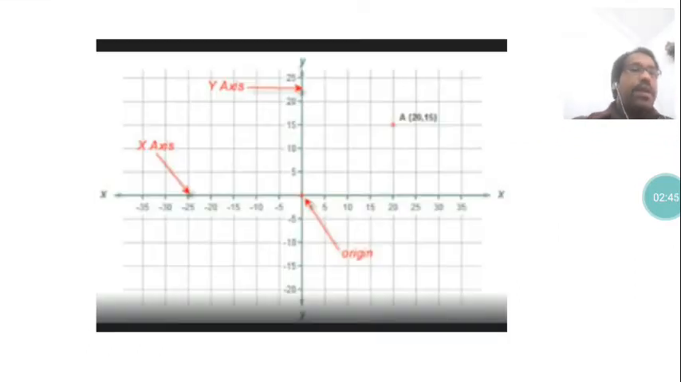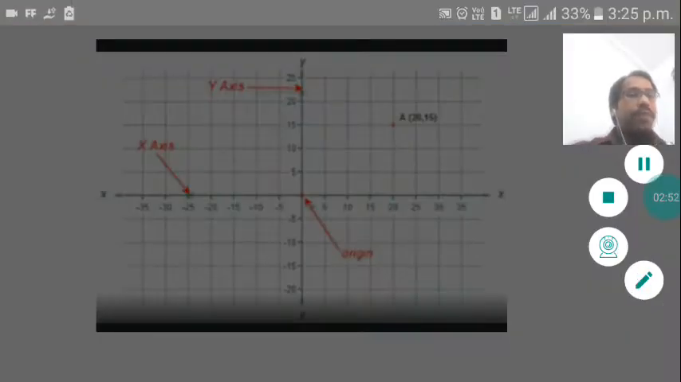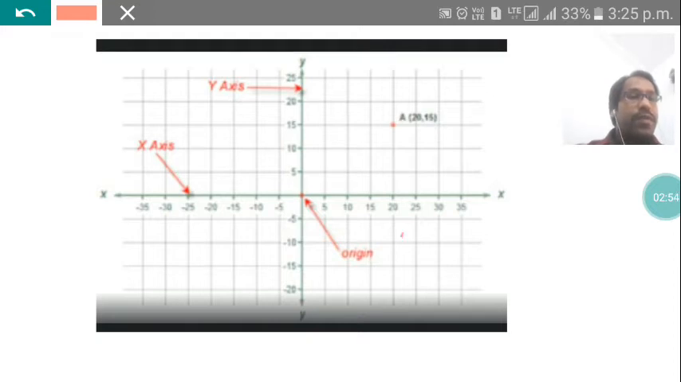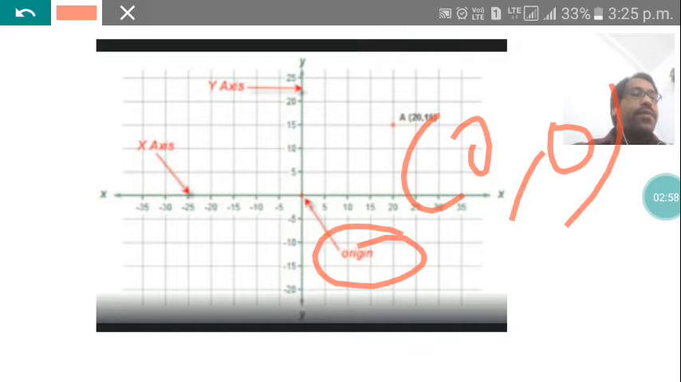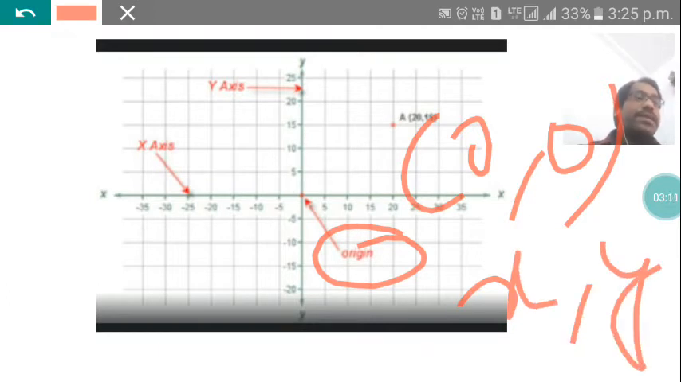Now we have done the introduction about the x and y axis. Don't forget that the coordinates of the origin are always 0 and 0; x is 0 and y is also 0. And in an ordered pair, first of all we write the x and then the y.